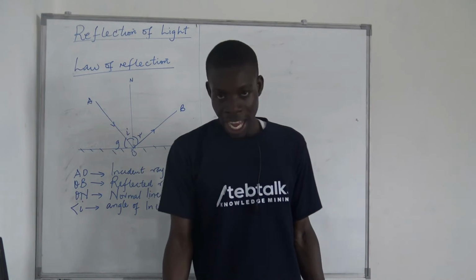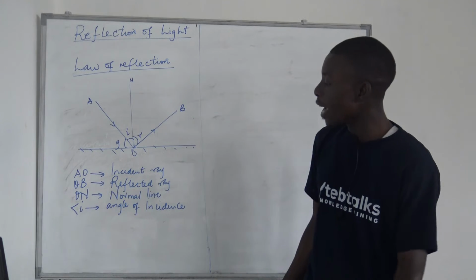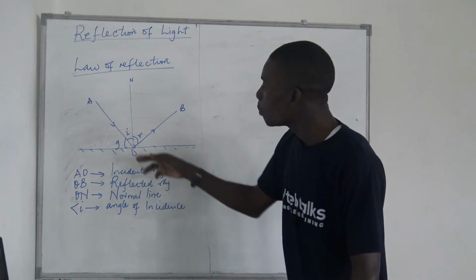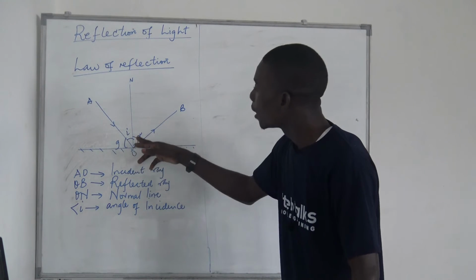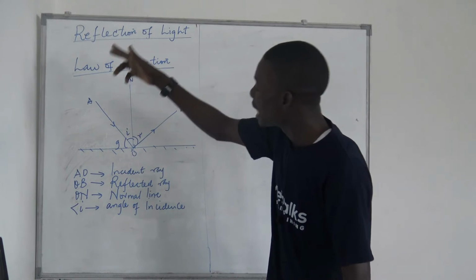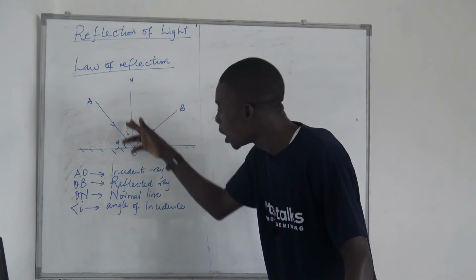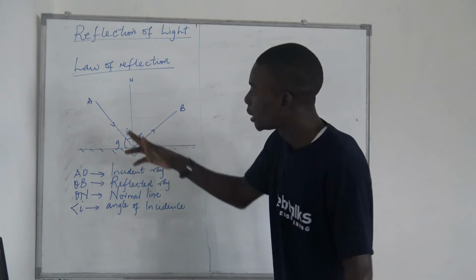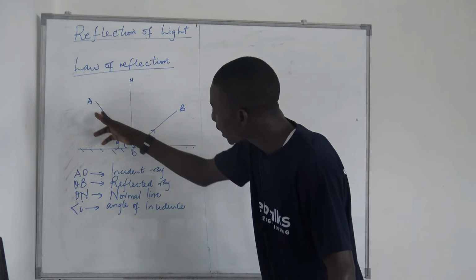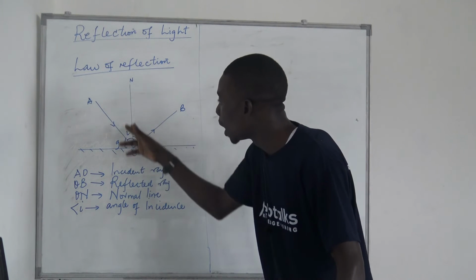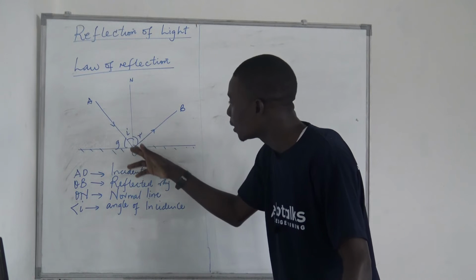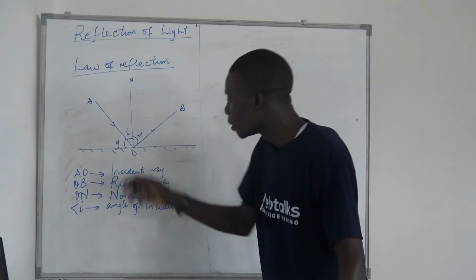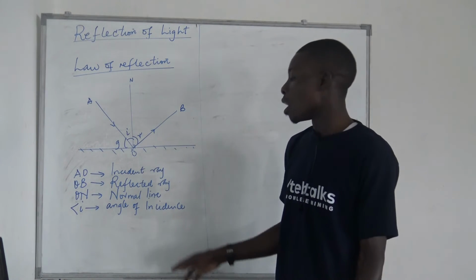If at all they ask you to define the angle of incidence, it is the angle between the incident ray and the normal line. The normal is not a ray. The incident ray is this, the normal is that. The angle in between is what you're calling angle of incidence.